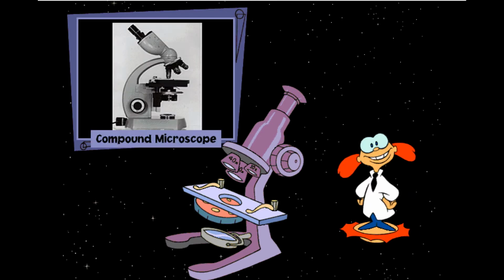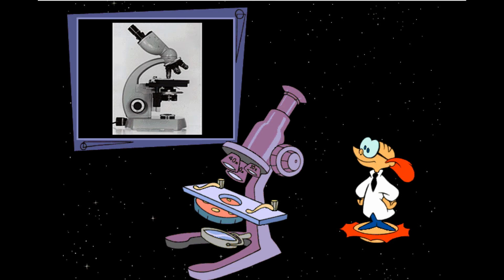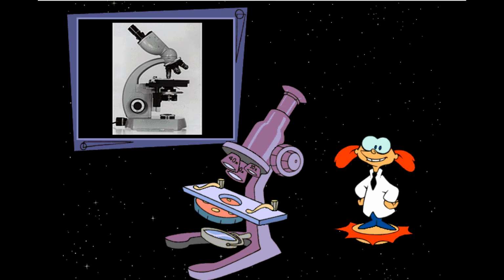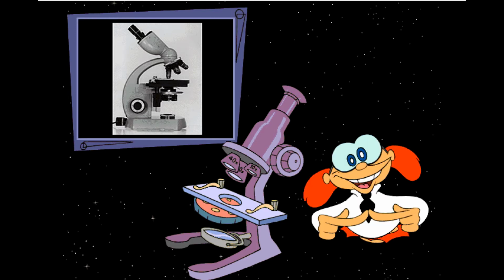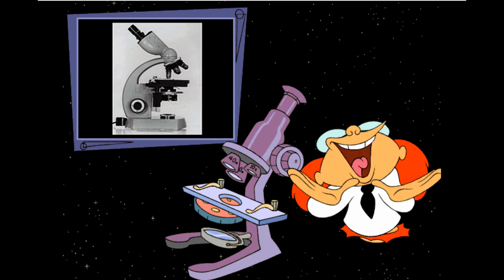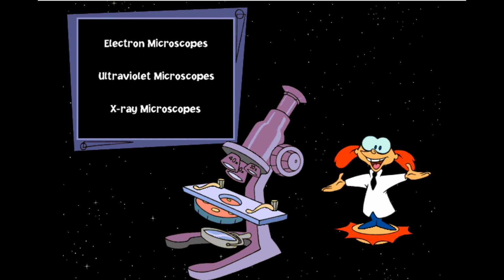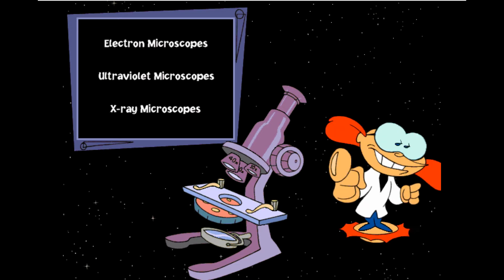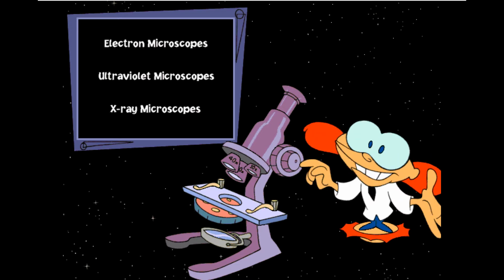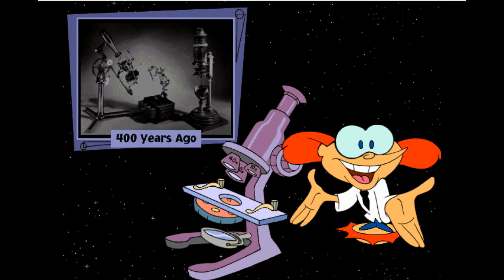The compound microscope was the first type of microscope created, and it can be found in most schools and homes. The compound microscope can enlarge objects up to 2,000 times their original size. There's lots of kinds of microscopes. The compound microscope uses light to magnify, but there are electron microscopes, ultraviolet microscopes, X-ray microscopes. There are more microscopes than you could shake a microscope at. The microscope of today is very similar to the one that was designed over 400 years ago.